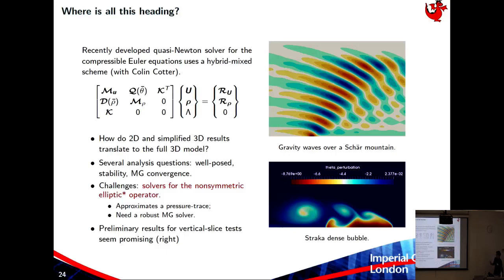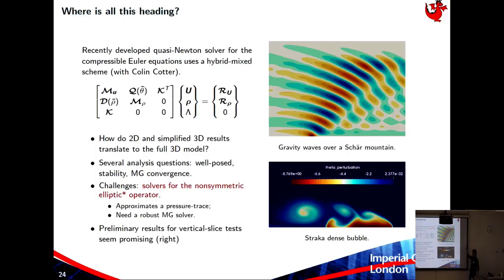Right, where is this all heading? So I'm not just doing linear Boussinesq. Colin and I have been developing a hybrid method for the compressible Euler system, the full nonlinear one. So this is a work in progress. We are at the point now where we have a working semi-implicit solver for the full atmospheric equations. But we still have several analysis questions that we need to answer: well-posedness, stability, and can we get a good multigrid solver for this very non-symmetric operator that comes out of this formulation.